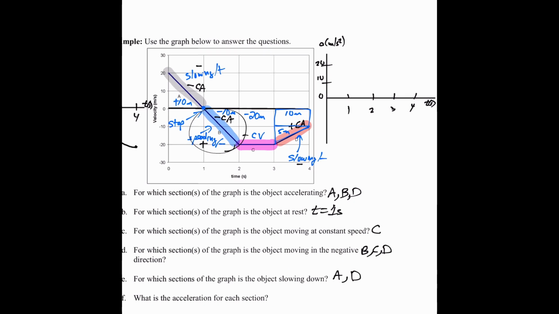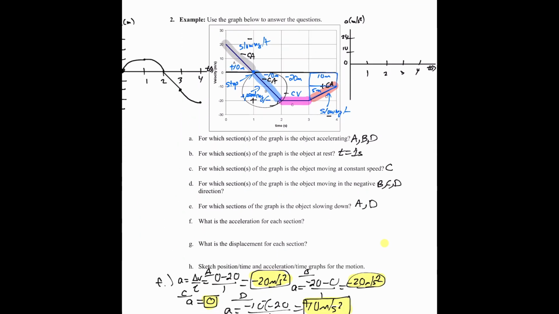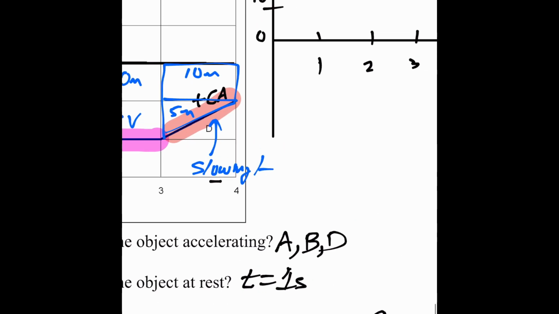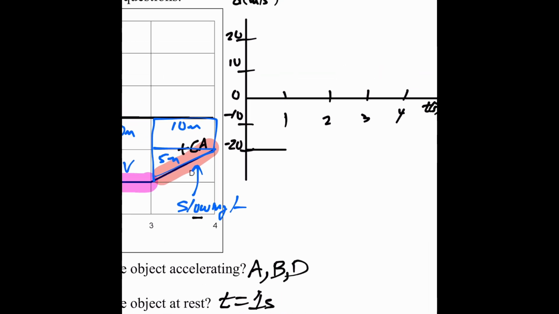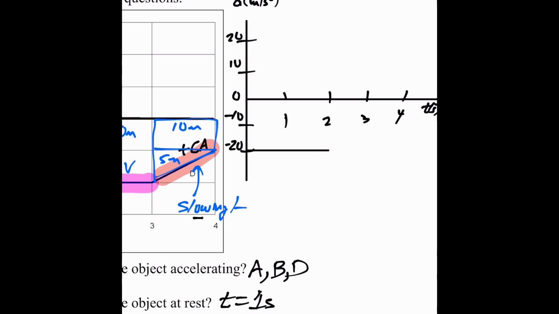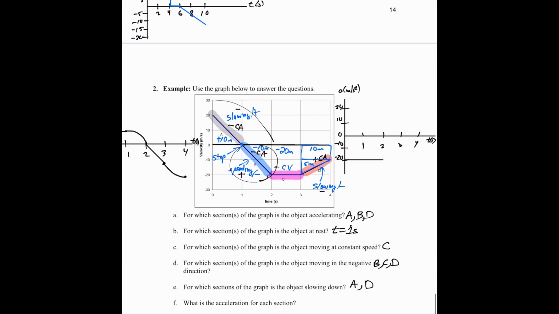For the first 1 second time interval, it's -20. So here's -10, here's -20. We're going to draw a horizontal line right there at -20. Now for B, it's still at -20. And why is that? Because it's the exact same slope all the way down.